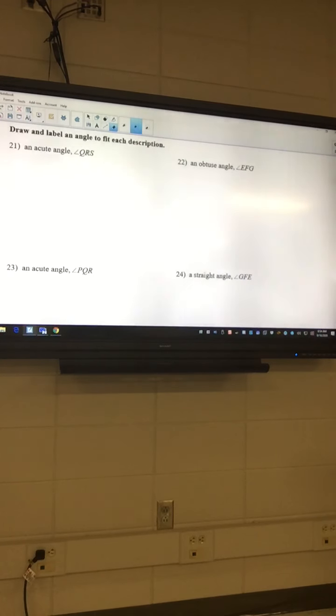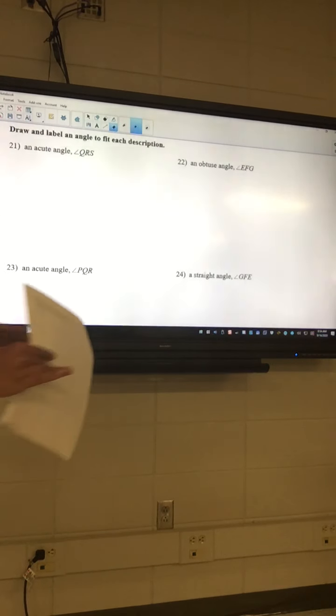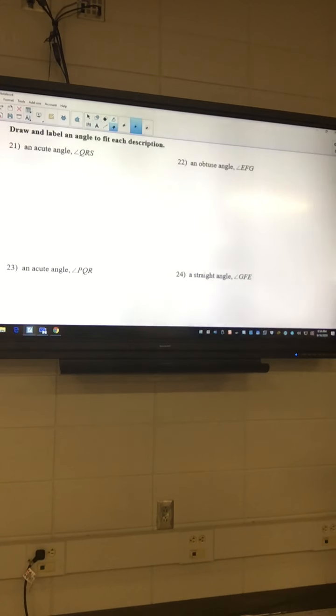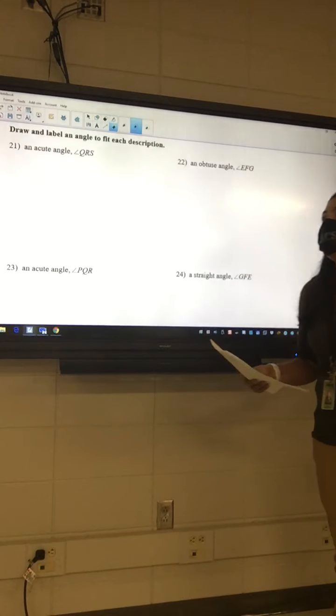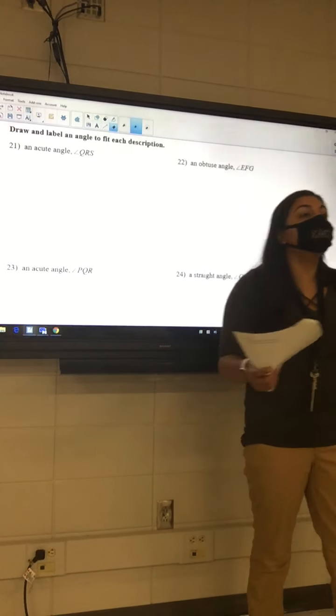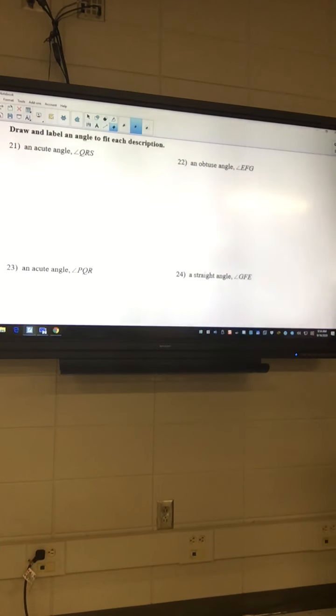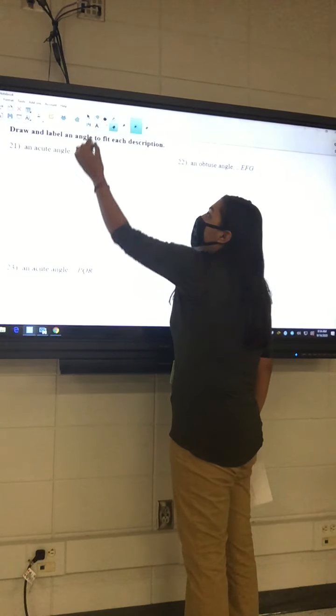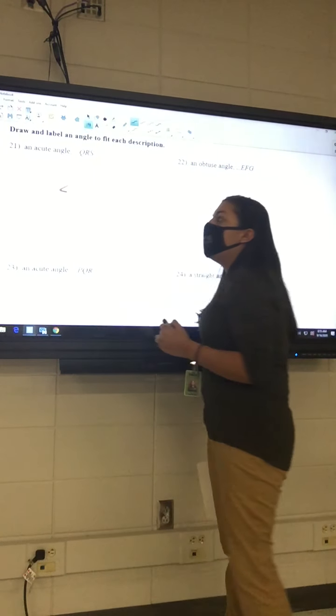Draw and label an angle to fit each description. Number 21 says an acute angle, angle QRS. So, what is the vertex? R. R is the vertex. Now, there's not necessarily a correct way to draw the angle, but I should be able to tell that it's less than 90 degrees. I should be able to tell that it's a tiny little bitty angle. By that I mean don't draw me something like this. Don't draw me like this, because I can't really tell.